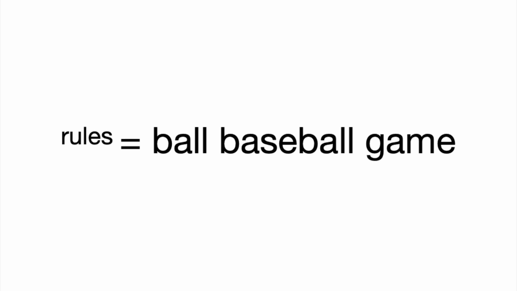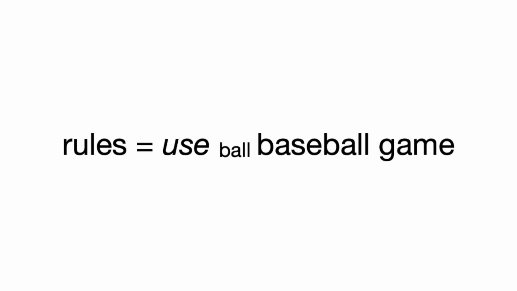You can put a ball together with a baseball game, but that doesn't mean you're using it. A kid might be holding one while they watch from the stands. You have to be more specific. Instead, you have to talk about the use of a ball in a baseball game. Rules equals use of ball, baseball game. Now we can describe the rules as the use of the ball at the baseball game.